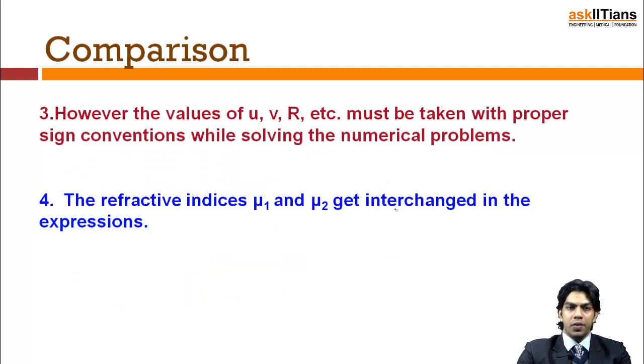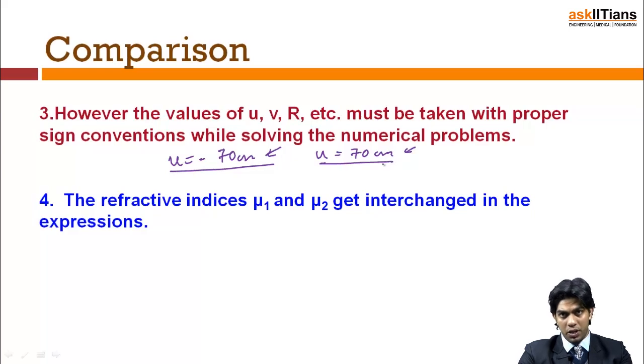Now the final set of comparisons. The values of u, v and r etc. must be taken with proper sign convention while solving numerical problems. It's just a reminder to make sure that every time you handle a particular problem, irrespective of what the topic is, reflection, refraction, dispersion, diffraction, the sign conventions are properly respected. If I end up writing u to be minus 70, this makes a completely different sense than u equal to 70, a completely opposite sense. So I need to make sure which one I am writing in which context.